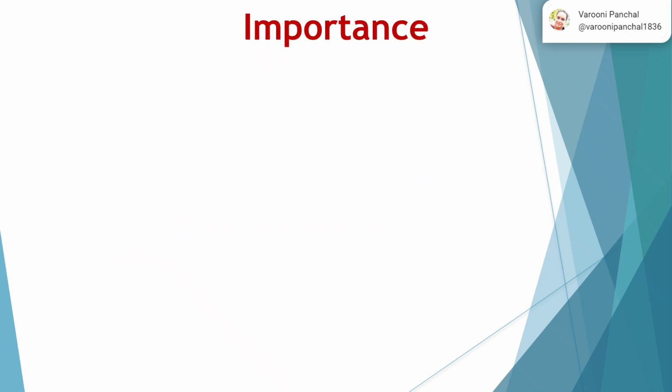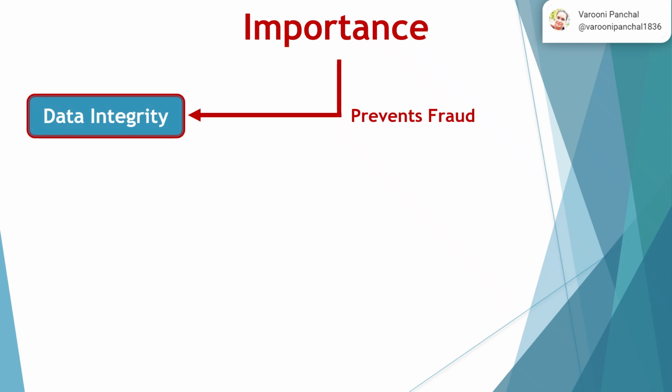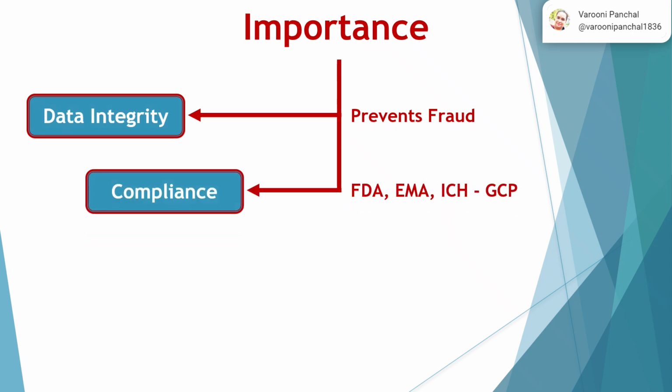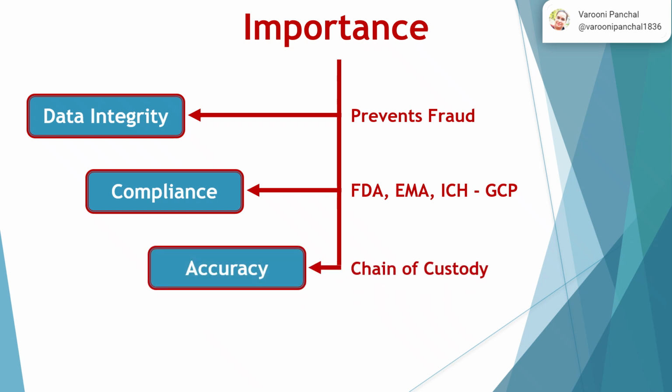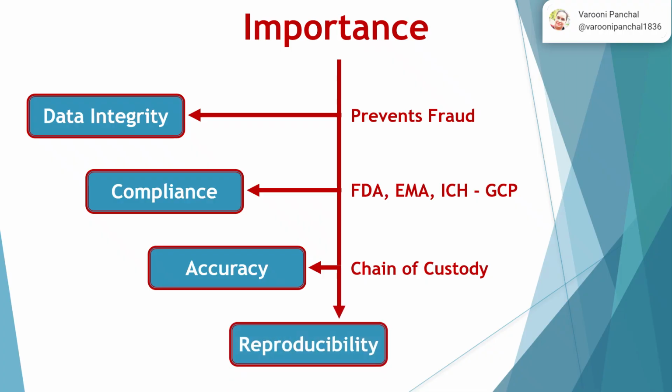Importance of traceability in clinical trials. Ensures data integrity and prevents errors or fraud. Facilitates compliance with regulatory authorities, e.g., FDA, EMA, ICH, GCP. Enables auditors or reviewers to follow the data chain of custody to verify its accuracy. Supports reproducibility of results, a critical aspect of scientific research.